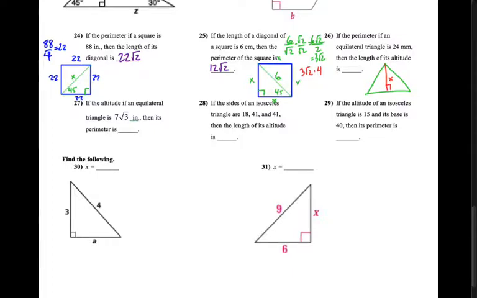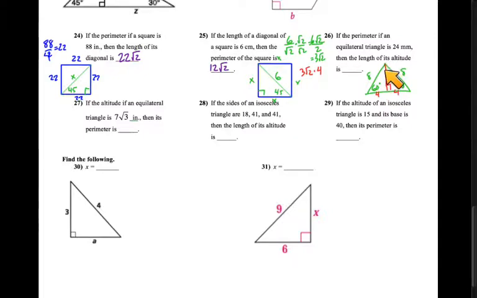On number 26, the perimeter of an equilateral triangle is 24 millimeters. That sounds kind of like the perimeter of a square, but it's a triangle. So each of the sides is 8. And extremely importantly, each of these angles here is 60 degrees. So what does the altitude that we're trying to find do? Well, it splits this bottom 8 in half, 4 and 4, which we probably could have figured out from this 30, 60, 90 triangle.